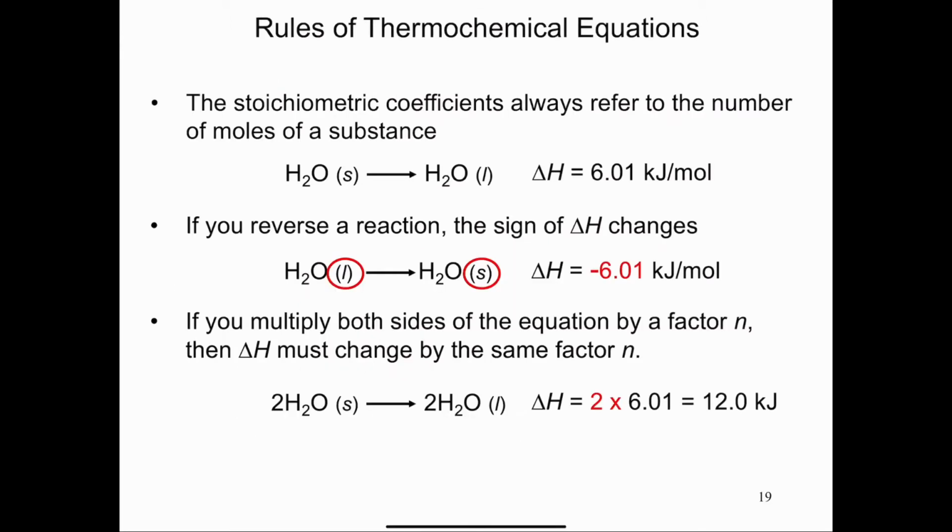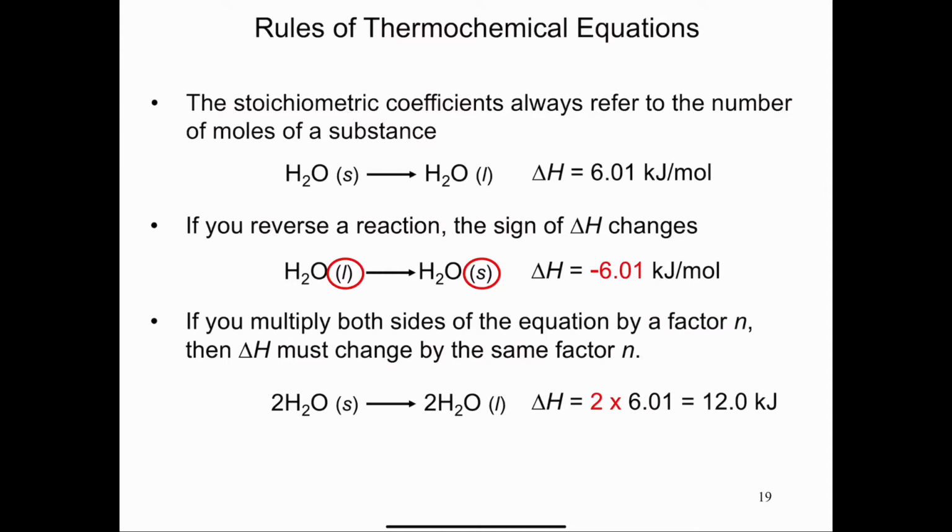A thermochemical equation is a balanced equation that includes the enthalpy change, the delta H, for that process. All three of the processes we see on this slide are thermochemical equations. The first bullet point tells us that the stoichiometric coefficients always refer to the number of moles of a substance. So what we see here is that we're taking ice, so H2O solid, and it's being converted into H2O liquid. So we were basically melting ice.